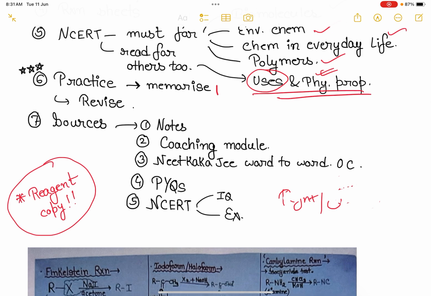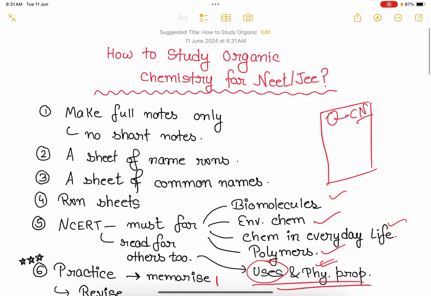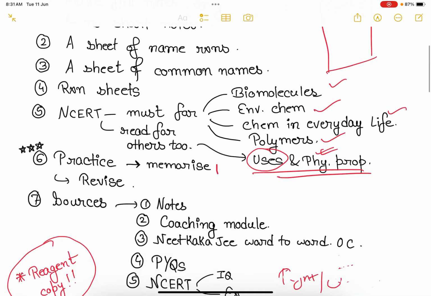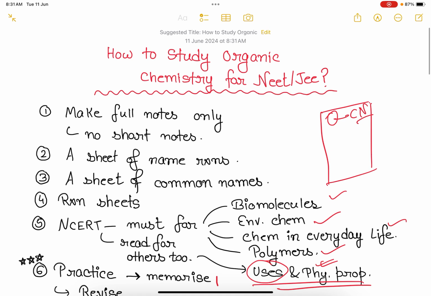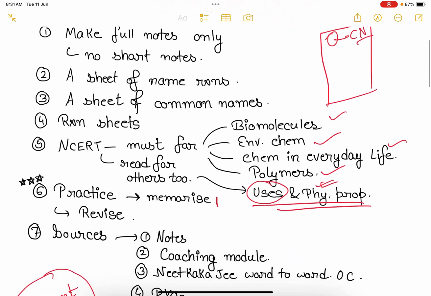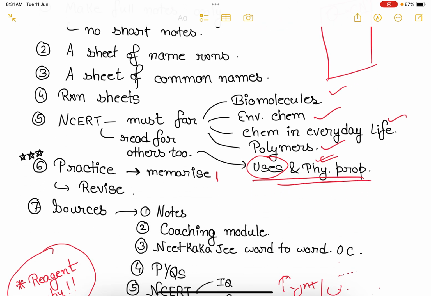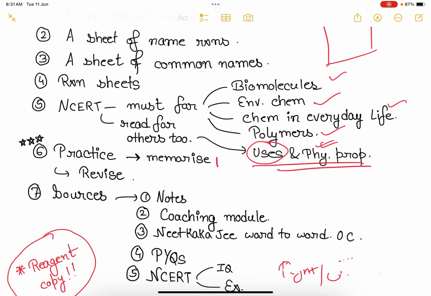So the most important point: you will forget. After all, organic chemistry, you read once and you will forget. So what you have to do is practice. You have to practice the reaction sheets that I mentioned over here. You have to revise the named reactions. You have to revise the common names. Very important common names. People forget the common names. You have to focus on the common names.